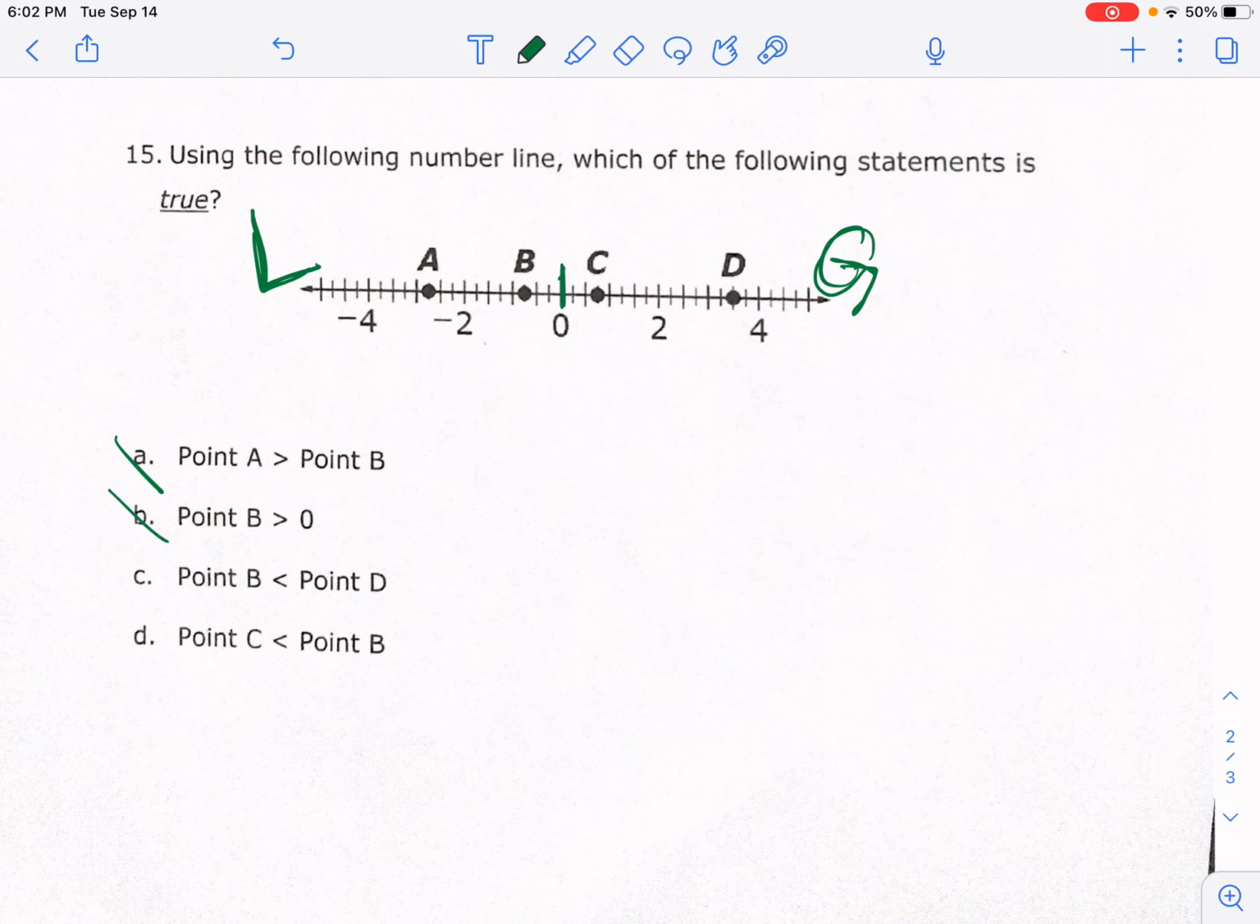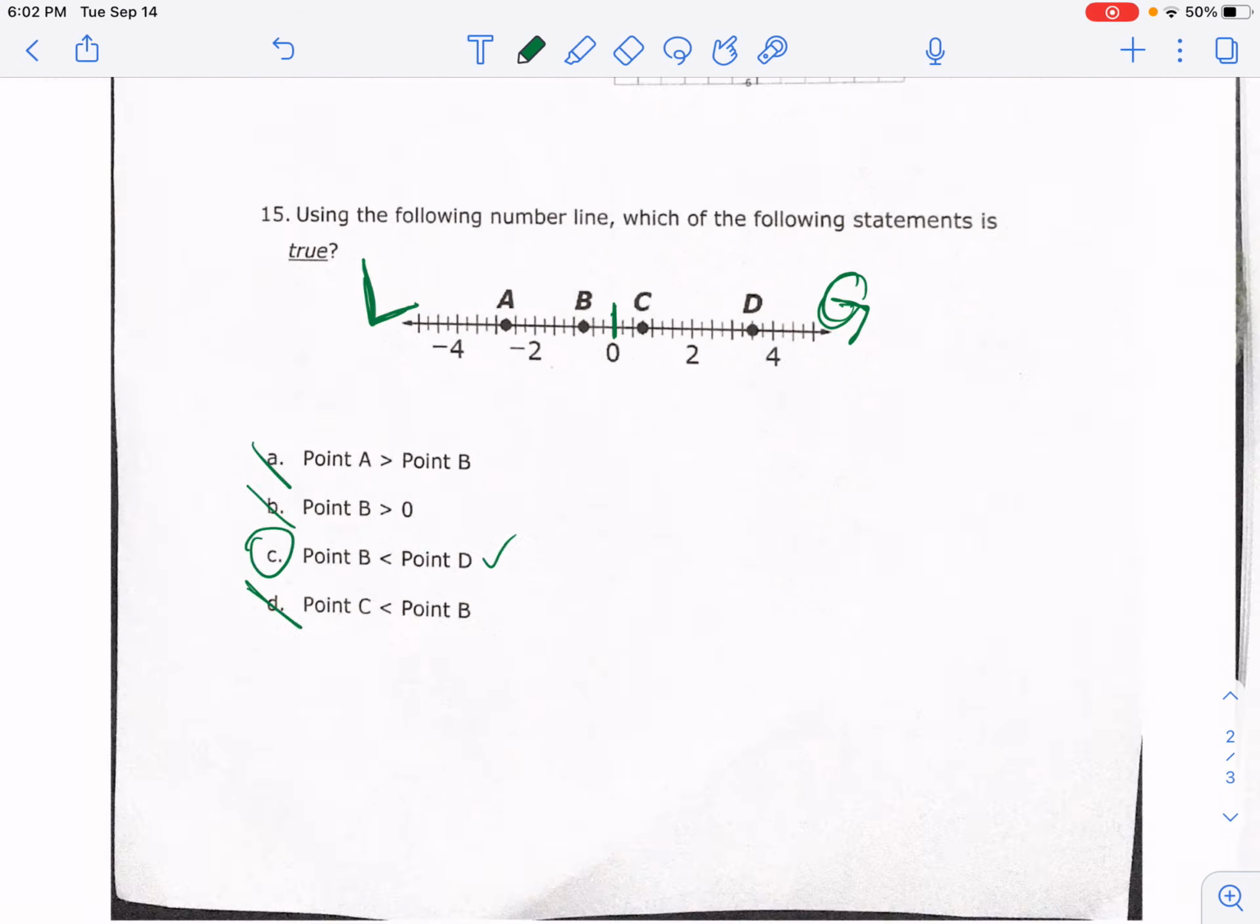Point B is less than point D. That's true. It's farther to the left. Yay. And then let's double check. Point C is less than point B. Nope, point C is actually to the right, so it's greater. So C is the only correct answer.